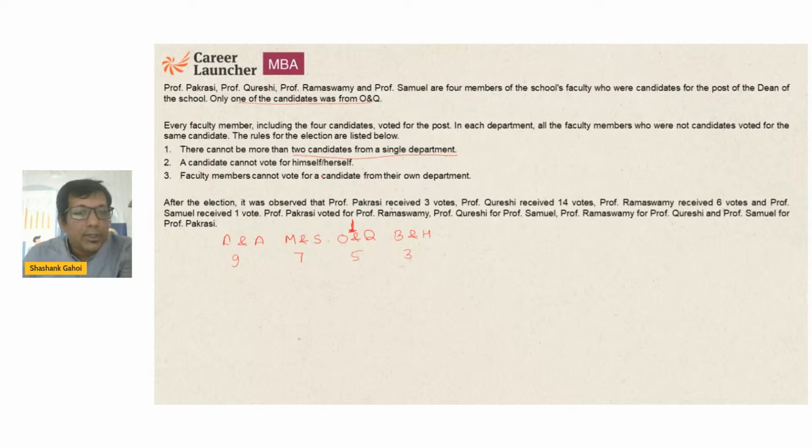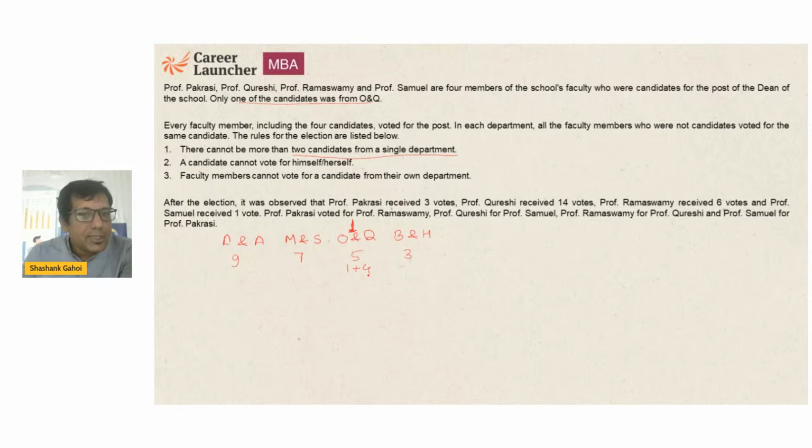Okay, fair point. Then a faculty member cannot vote for a candidate from their own department. So if, let's say, there is a candidate from O and Q, there are 5 people. Out of 5, 1 is going to be the candidate, so the remaining are 4 people. Those 4 people cannot vote for the candidate from O and Q. He or she must vote for either BNH or MNS or FNA. This is what it says. So O and Q, I am going to write it as 1 plus 4.